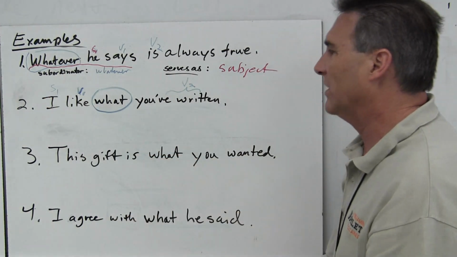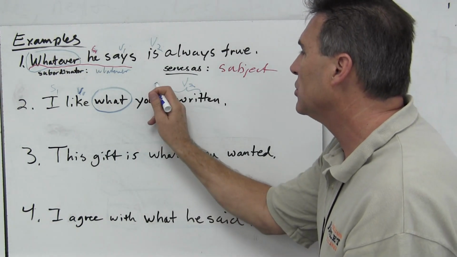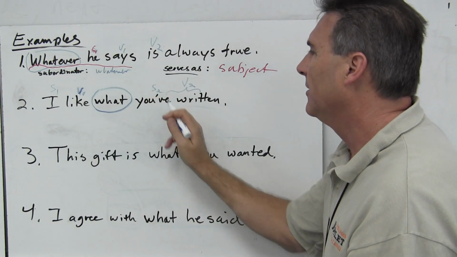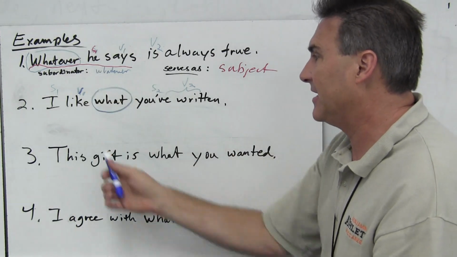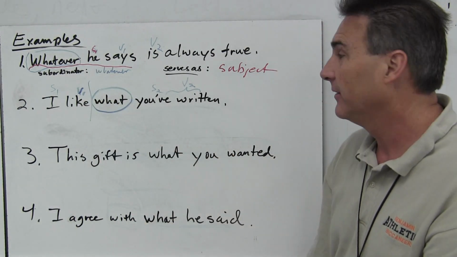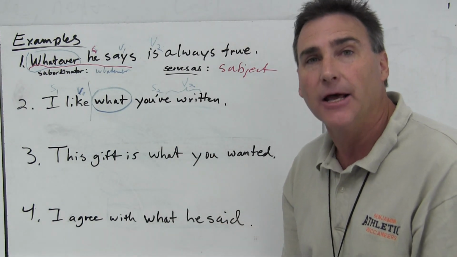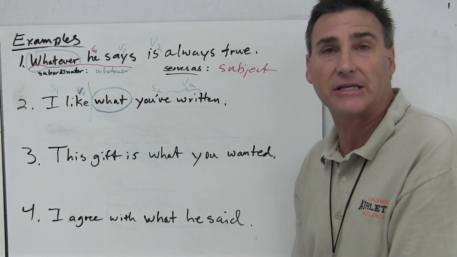What's the subject of have written? Well, you have written. So there we have our two clauses, and the break point is at the subordinator. So I like it. And what's the it? What you've written. Again, substituting a pronoun like it makes it really handy to spot because that's obviously a noun.